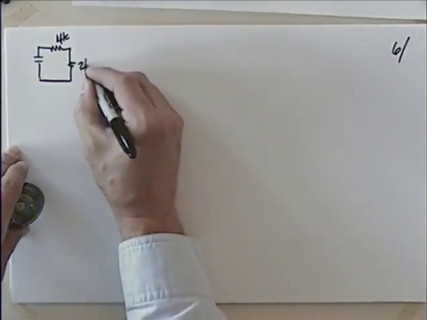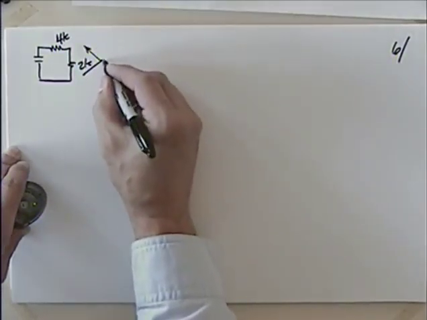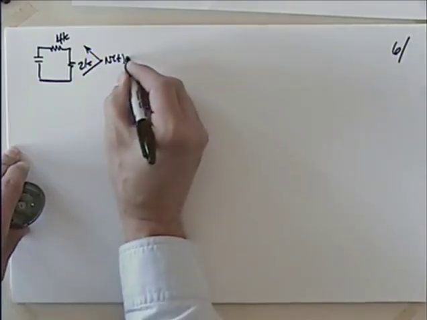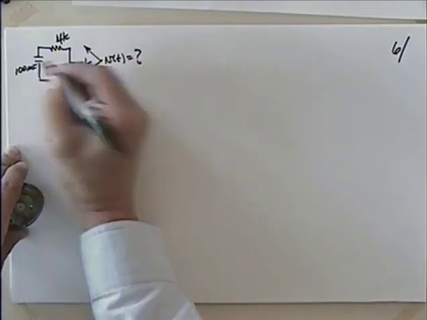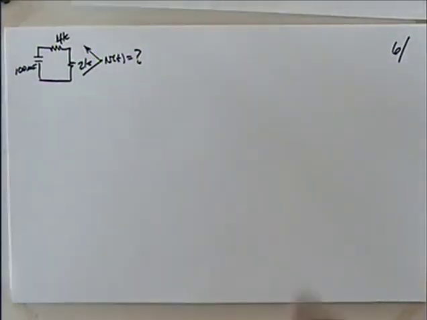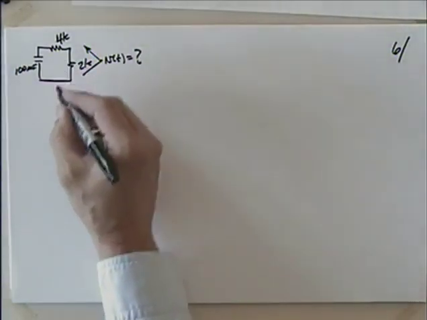This was the 2K. This is what we were looking for, the voltage across there. That's what we were trying to find. This was that 100 microfarads. This is the time domain, right?